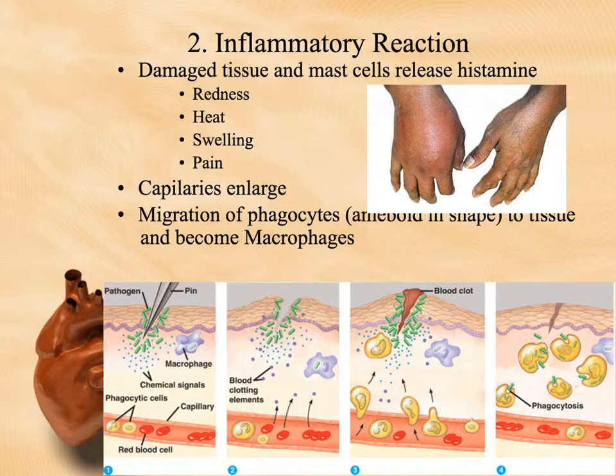So migration of the phagocytes, and it says right here, amoeboid in shape to the tissue. So in other words, these macrophages or big eats get in there, and then they start gobbling up the bacteria.